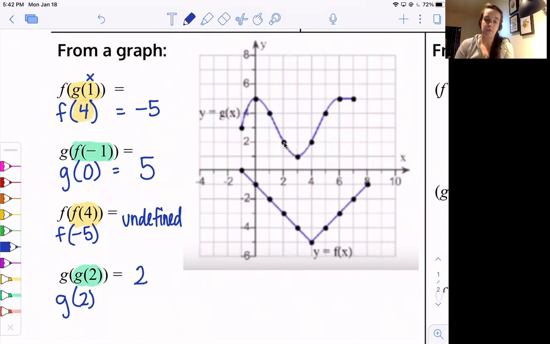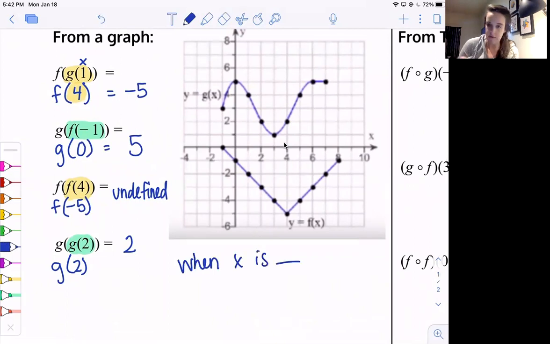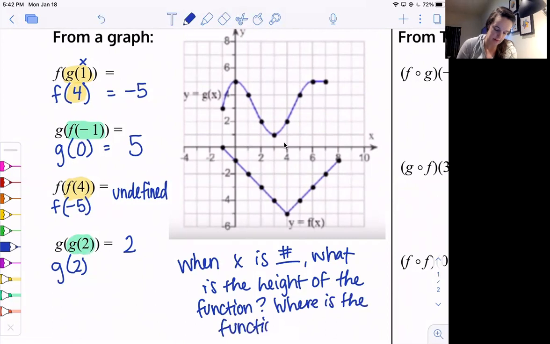So for a graph, I would say when x is blank, whatever the number is, what is the height of the function? Or where is the function? Where is the function? All right, so that's what I'm thinking from a graph.